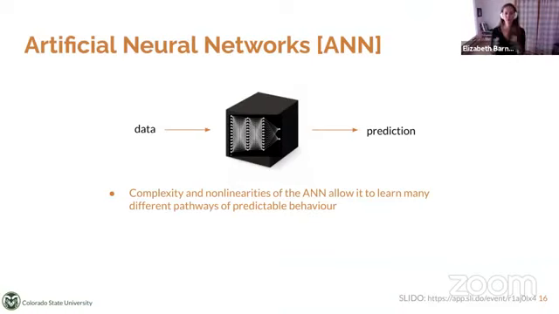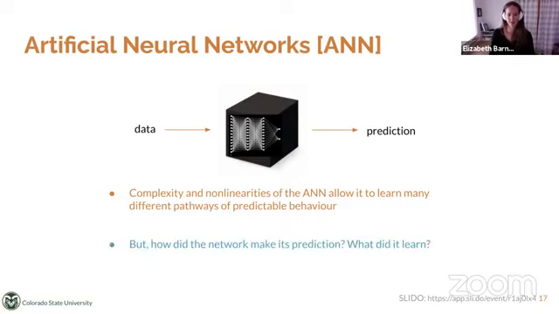Let's start with an artificial neural network. We've already heard about convolutional neural networks and LSTMs. Just in its basic form, though, a neural network really is data going into this network of connections between different values. So in essence, a feed-forward network is like regression, and it outputs a prediction. Now, the complexity and nonlinearities inside of this network allow it to learn many different pathways of predictable behavior. And we've already seen wonderful examples of how that can lead to better predictions.